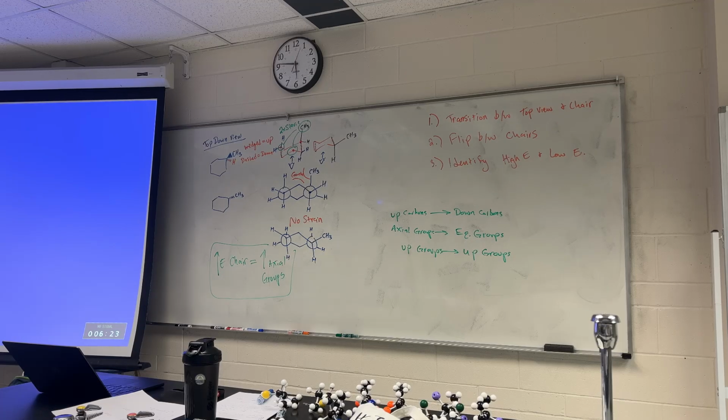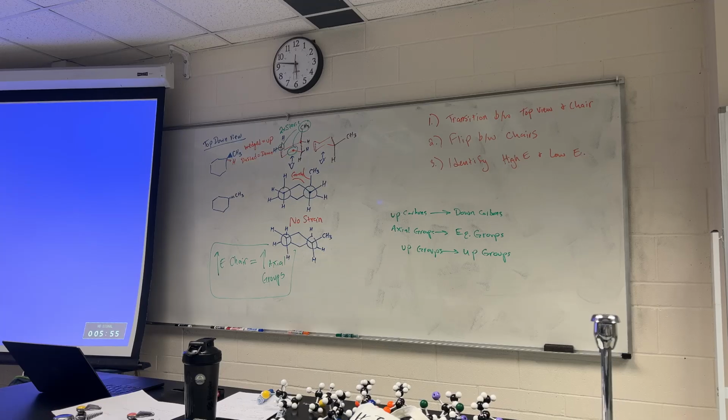So this first one already gives you where your groups are going to be. And notice how this says they're equal. So it's saying these are not different from each other. They're just slightly rotated around. Here's an axial group. Is it up or down? Up. Good. So it's going to be up in the other chair as well.